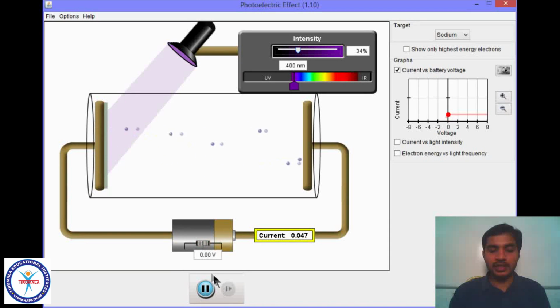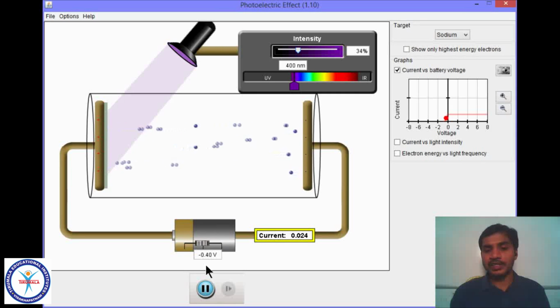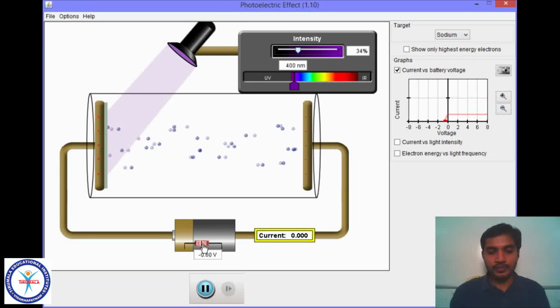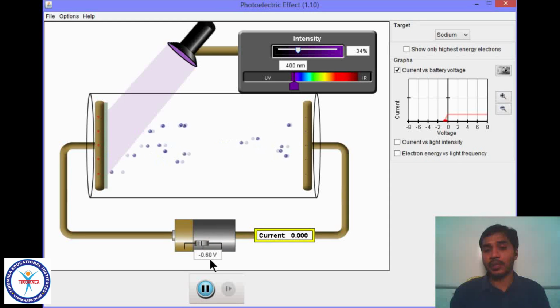At present, it is at 0 volts. Now let's slowly make it negative. So now I have made it minus 0.4. You can see that faster moving electrons are still able to reach the anode, but few electrons are returning back because their kinetic energy is not sufficient to reach the anode. Now, if I make it more negative, I've made it minus 0.6. So even now there are few electrons which are reaching the anode. Now when I make this more negative, let's say minus 0.8.